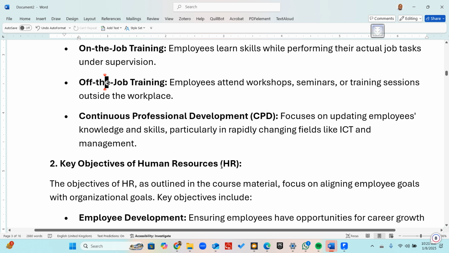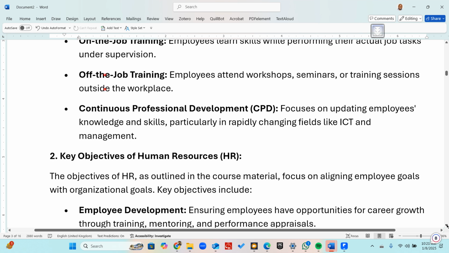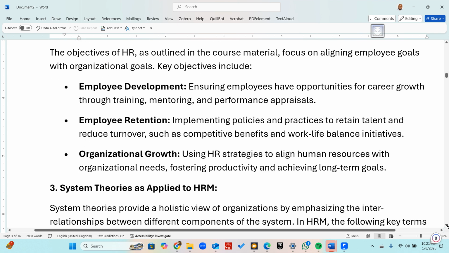Key objectives of human resource management. HR objectives, as outlined in the course material again, focus on aligning employee goals with organizational goals. The key objectives include employee development, ensuring employees have opportunities for career growth through training, mentoring, and performance. Employee retention: implementing policies and practices to retain the best talent and reduce turnover.